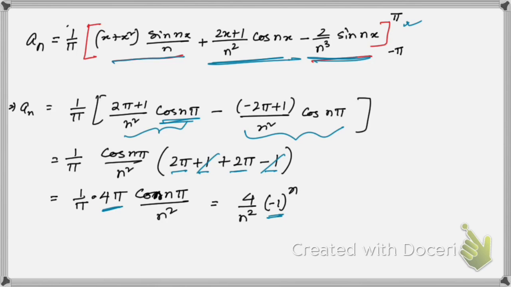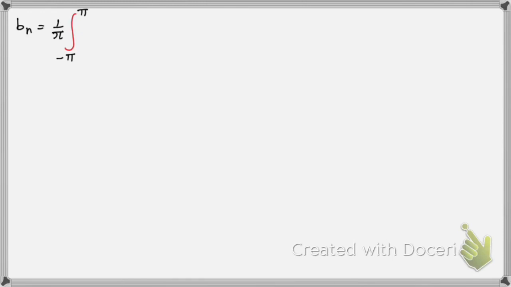So now let me find bn, right? So here we're going to find bn this way. So f of x, this time we need to multiply sine nx, right?